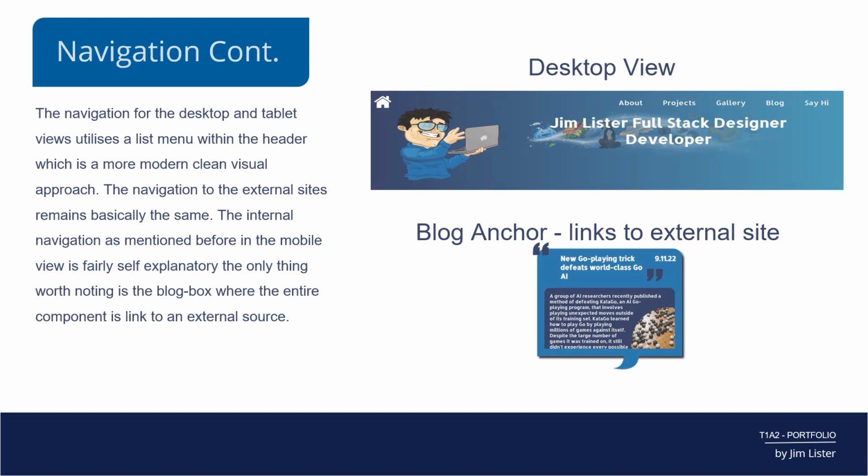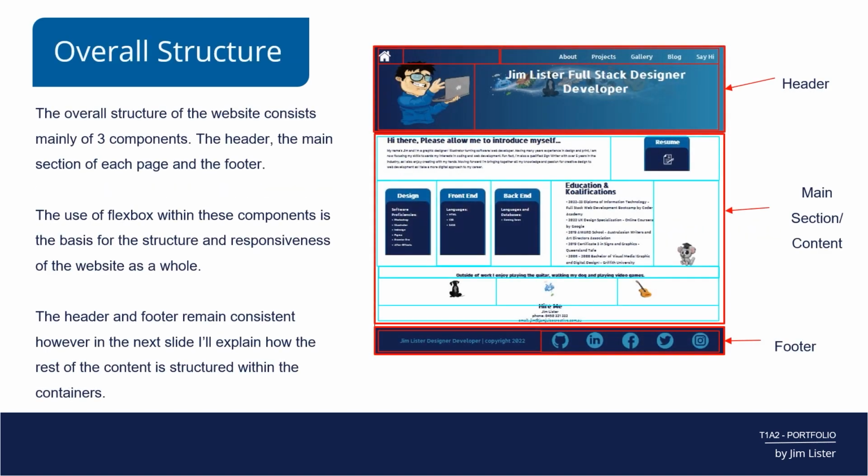The overall structure of the website consists mainly of three components: the header, the main section of each page, and the footer. The use of Flexbox within these components is the basis for the structure and responsiveness of the website as a whole. The header and footer remain consistent, however in the next slide I'll explain how the rest of the content is structured within the containers.